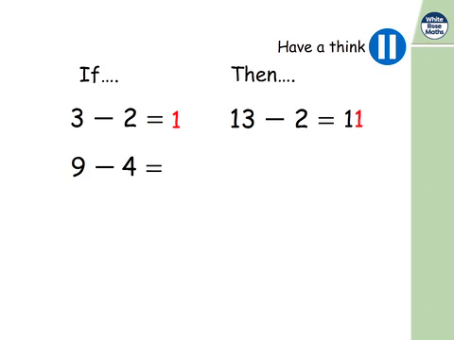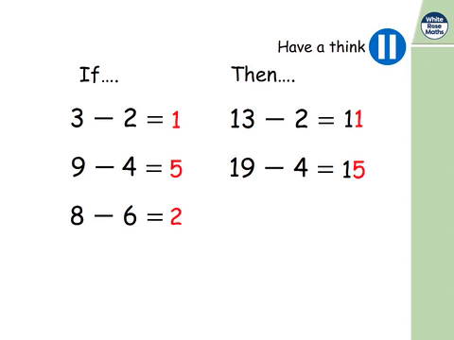How about 9 subtract 4 is equal to 5? If we know that, then 19 subtract 4 is equal to 15. And 8 subtract 6 is equal to 2. And if we know that, then 18 subtract 6 is equal to 12. Are you starting to see a pattern?